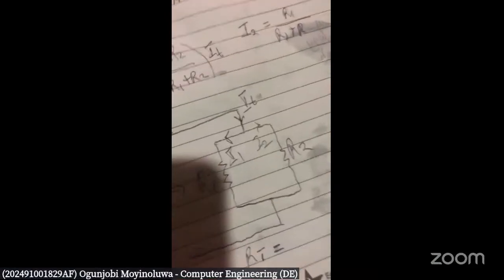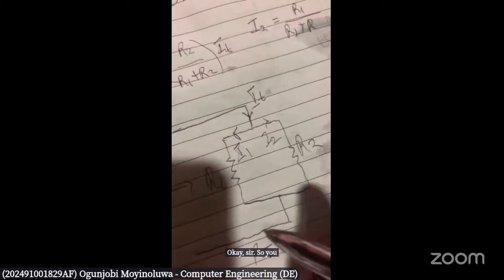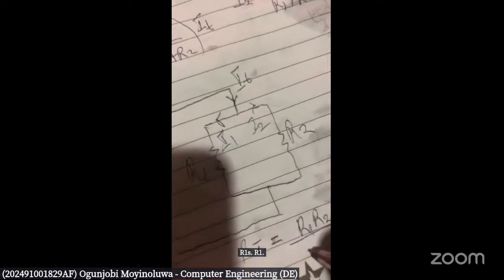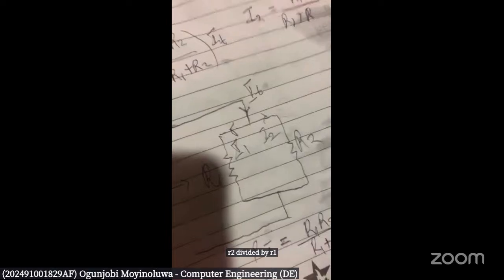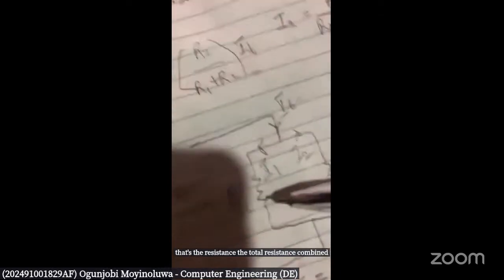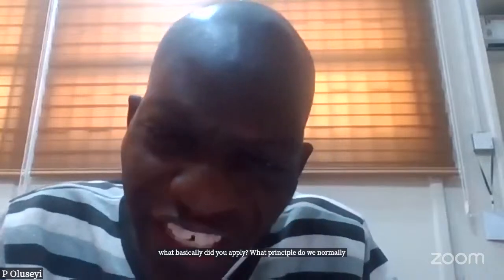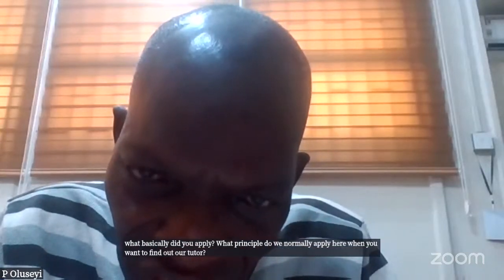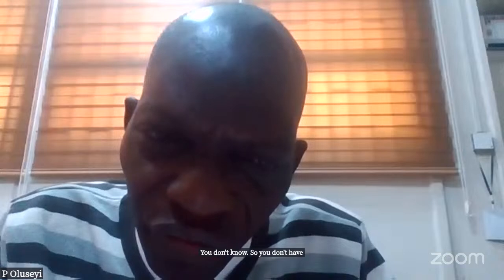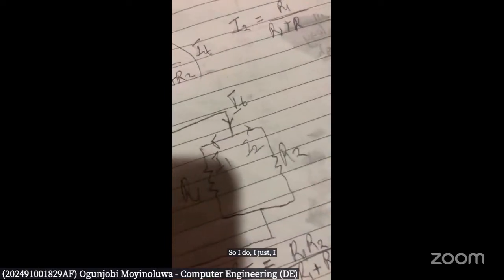Okay, sir. So you find the effective resistance, that would be R1 R2 divided by R1 plus R2. How did you get that? What do you mean by effective resistance? That's the total resistance combined of R1 and R2. R1 and R2 are in parallel. What principle did we apply? What principle do we normally apply here when you want to find that R total? So I'm not sure. You don't know. So you don't have the basic understanding of this. I'm not sure about what the principle is.